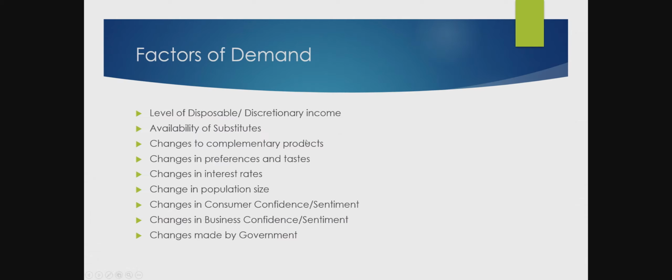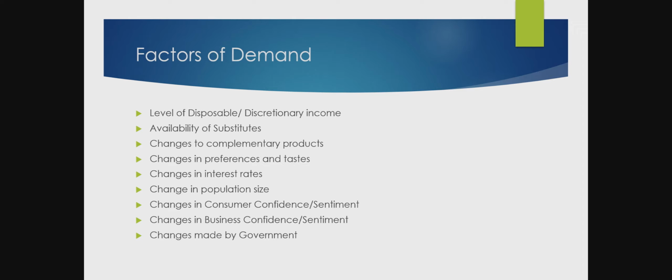Now let's go on to some new stuff. Factors of demand. These are all things that you should remember: levels of disposable income, available substitutes, changes in complementary goods, changes in preferences and tastes, changes in interest rates, changes in population size, changes in consumer confidence or sentiment, changes in business confidence or sentiment, and changes made by the government. These are all factors of demand, non-price factors that cause a shift.